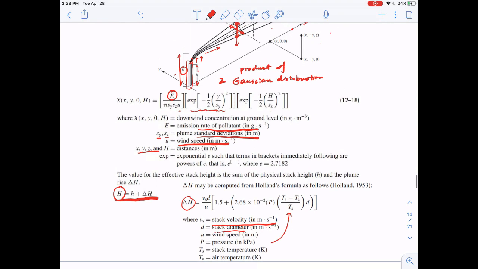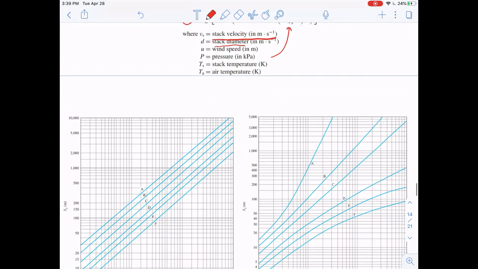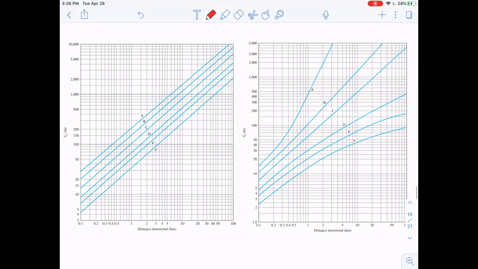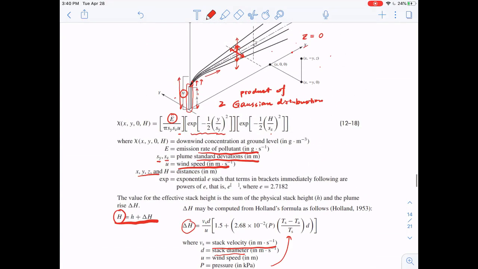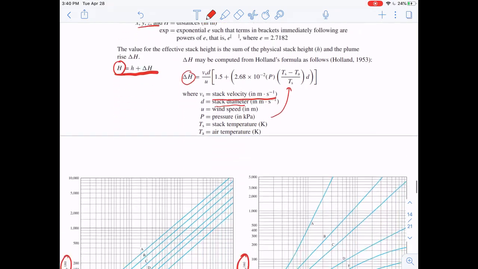So since I mentioned the standard deviation will depend on the atmospheric stability, right? Here are two figures showing how the standard deviation along the y direction and along the z direction is affected by the atmospheric stability and also the distance downwind of the stack. So basically this can be shown as x, okay? So x is the distance downwind of the stack.